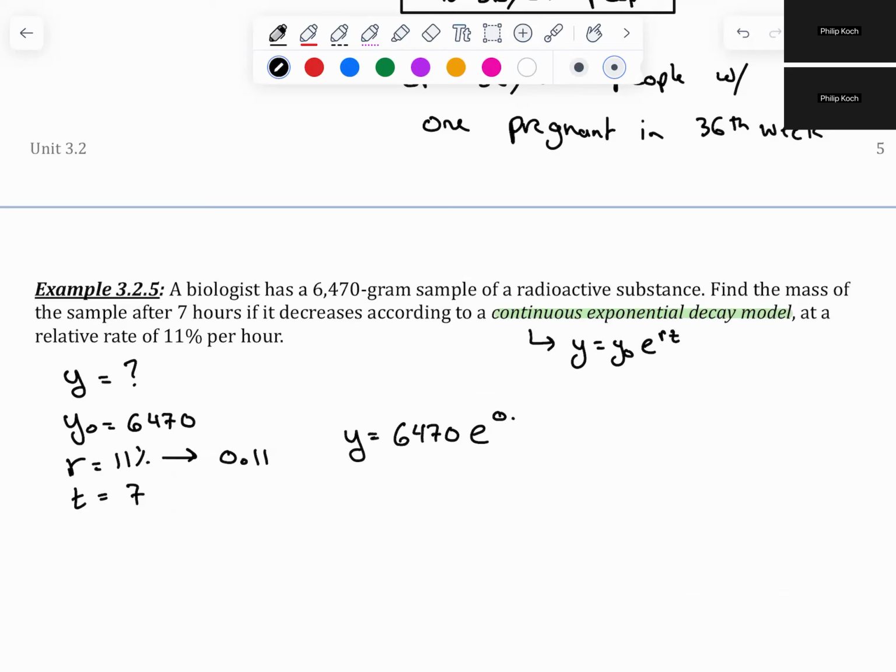And I'm going to go through and we can look at our answer and see why it's wrong. So don't continue writing, but like, so I get this, and then I multiply by 7. And if I plug that into my calculator, 6470 times e raised to the 0.11 times 7, I get 13,973.68. That doesn't make any sense. This is supposed to be decay. How could it grow in size if it's supposed to be decaying? It's supposed to be getting smaller. I made a mistake.